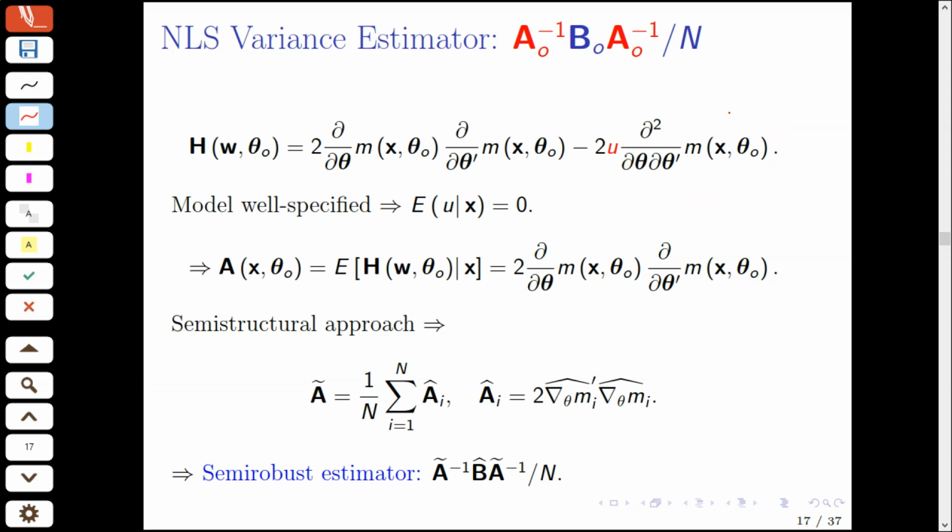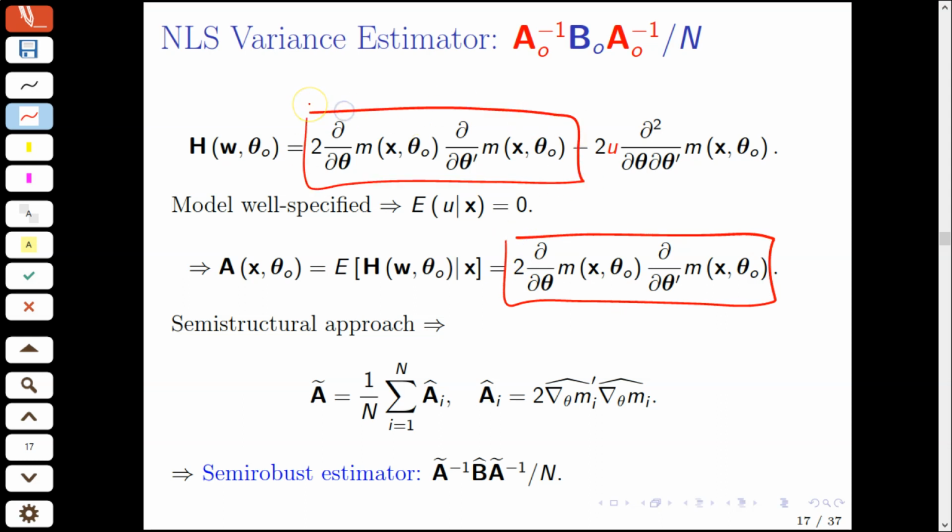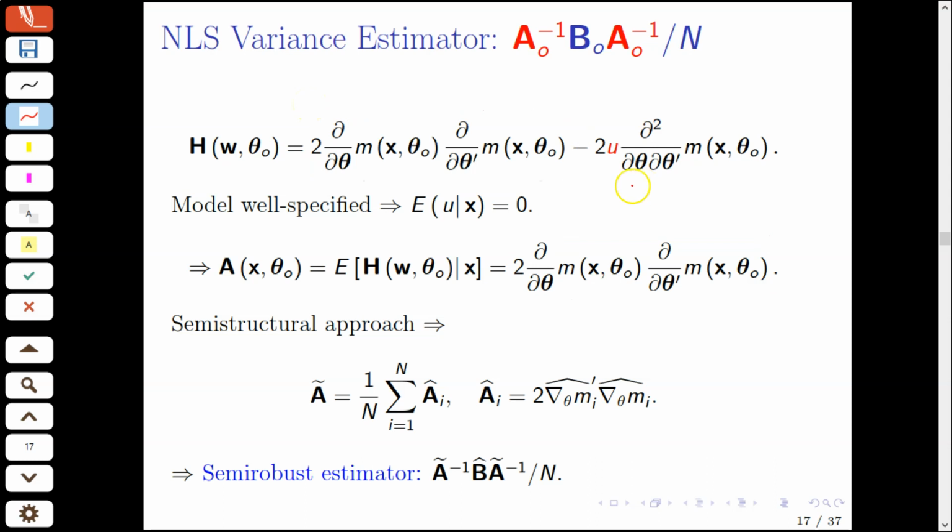I mention this because if the model is well specified, then u has conditional mean 0, where we are conditioning on x. For this reason, if we're assuming the model is well specified, that's the additional structure, then A, the conditional mean of the Hessian, where we condition on x, simplifies and is given by the first part of the Hessian alone. Here, the second part drops out because the conditional mean of u given x is 0.